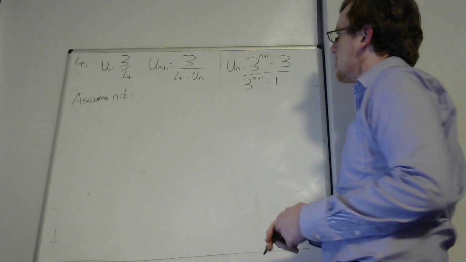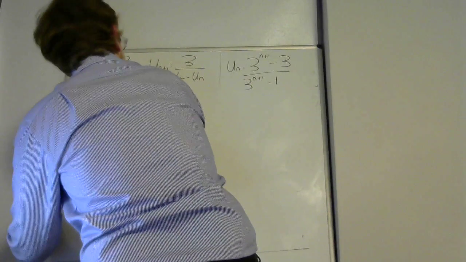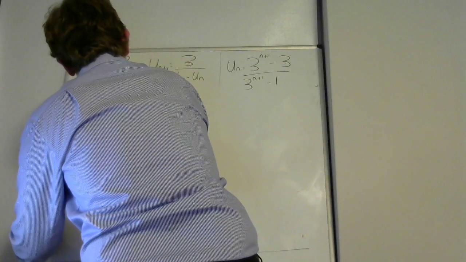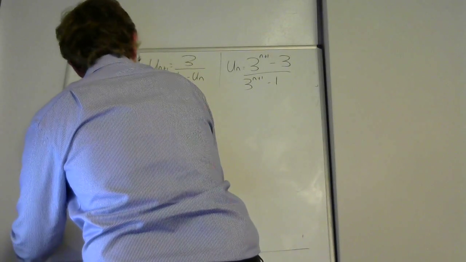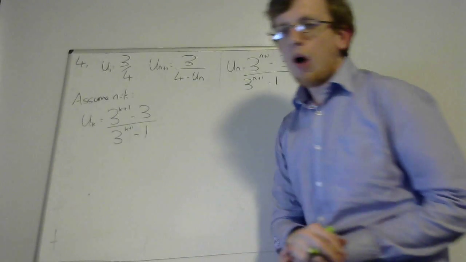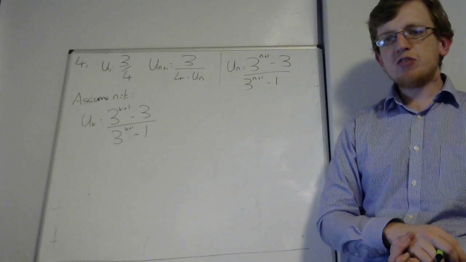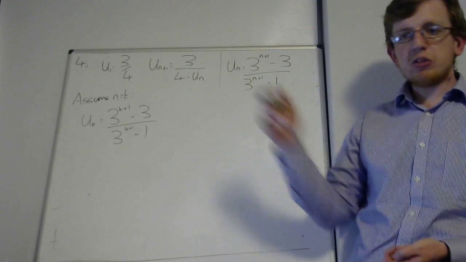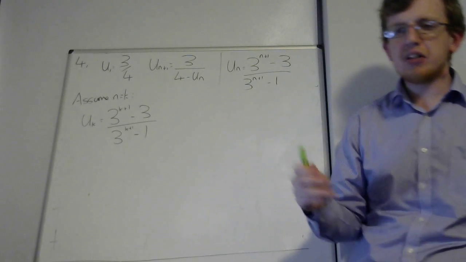So I'm going to write down what we're assuming. We're assuming that the kth term, uk, is equal to 3 to the k plus 1 minus 3 over 3 to the k plus 1 minus 1. What I'm also going to do, and maybe off to the side of my page now, is write down where we want to get to, what we want to show. We want to show that this works for the k plus 1th term.